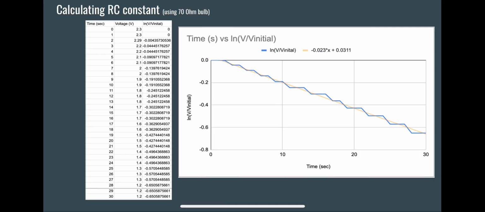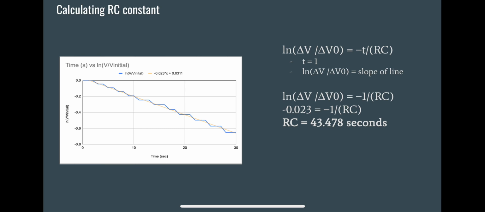Using the 70 ohm bulb in the RC circuit, we took 30 seconds of data and measured how the voltage decreased over time. We then plotted the ln of the voltage versus voltage initial and graphed that. Now, to calculate the RC constant, we knew from our lab doc that the ln of the delta V over delta V initial was the slope of our linearized line, and that was equal to negative t over the RC constant, where t was equal to 1. Plugging those two things in, we found that the RC constant was 43.478 seconds.